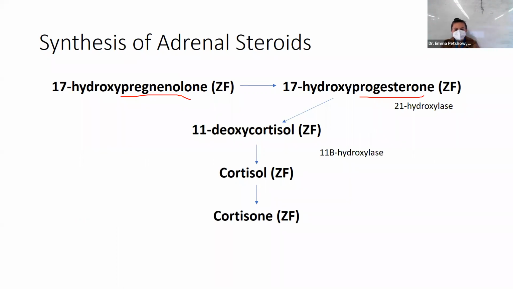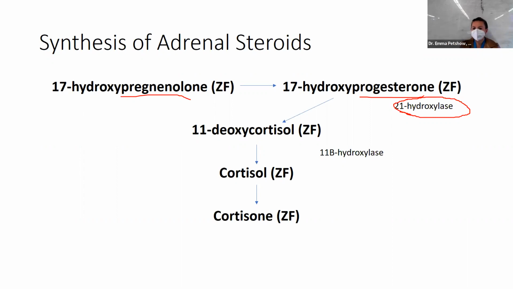From there, your 17-hydroxyprogesterone is going to use that 21-hydroxylase, which we're going to talk about here in a second, to become 11-deoxycortisol. This is all in the zona fasciculata. So this enzyme, 21-hydroxylase, affects the glomerulosa as well as fasciculata tissues. From there, 11-deoxycortisol is going to use 11-beta-hydroxylase, another enzyme we'll talk about in a minute, to become cortisol. And then cortisol becomes inactive when it turns into cortisone.